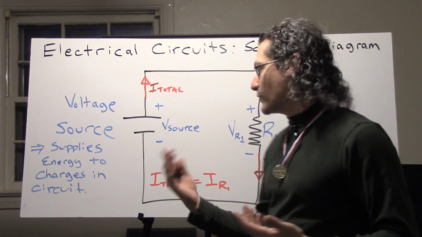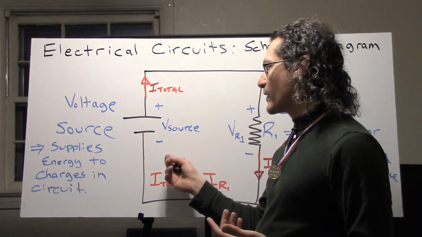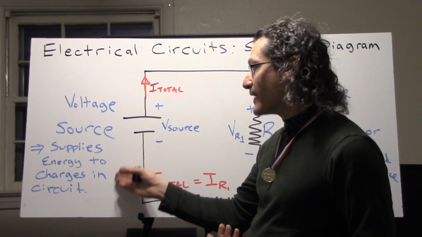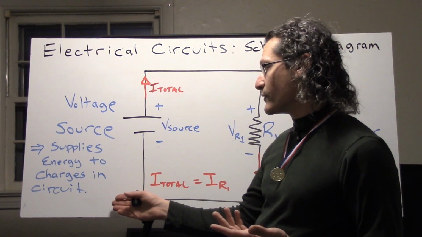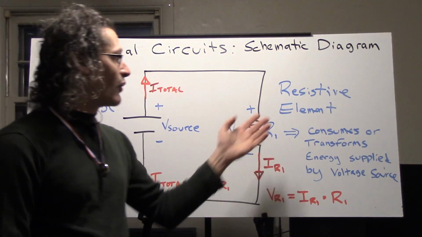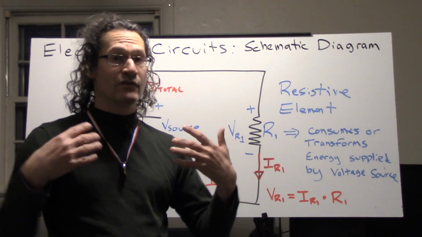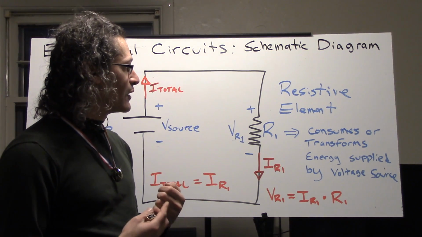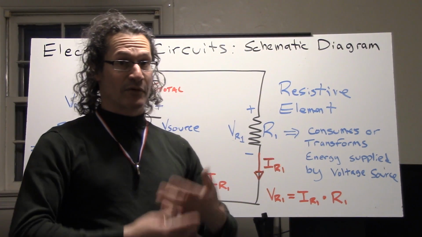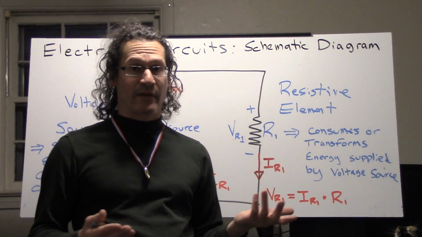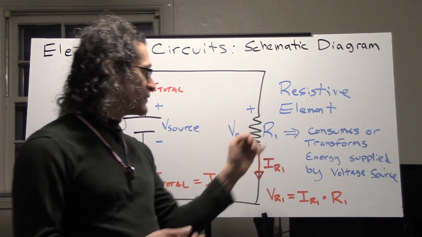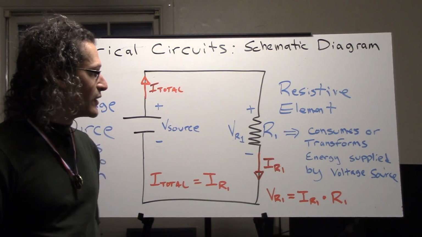Voltage is energy per unit charge, and so this tells us something about the polarity of that voltage. The source supplies energy to charges in the circuit. On the other side is something called a resistive element, or in this case, anything that consumes energy or transforms it into another form. A resistive element could be simply a resistor that converts the electrical energy into heat. It could be a bulb that converts it into light, or something that converts electrical energy into sound.